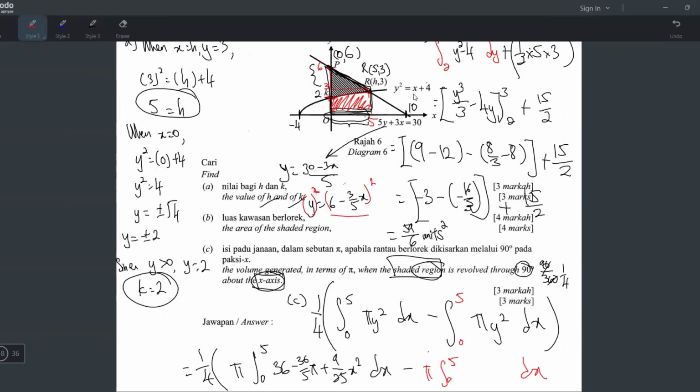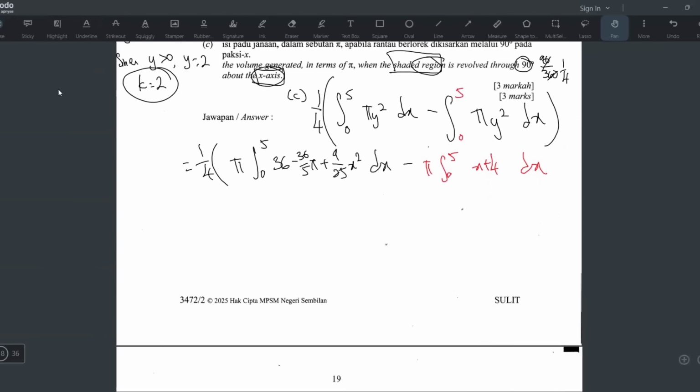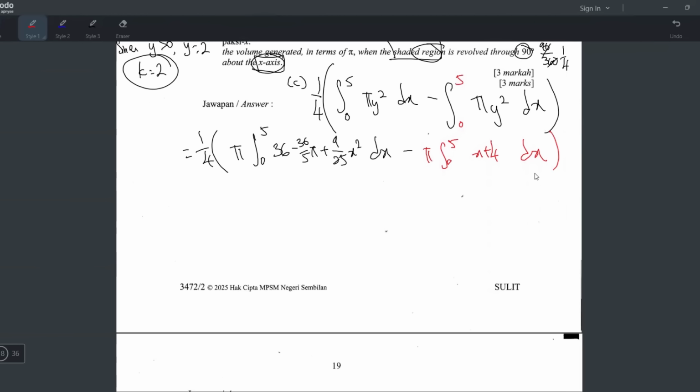Okay, but you don't have to move things already because this one is already y square equals x plus 4. So you just write x plus 4. And you don't even have to square also. No need to square because this one is already y square already. So that's all. So now the only thing left to do is to integrate.